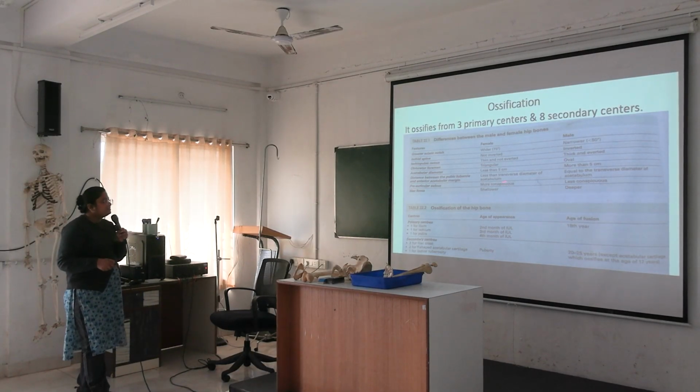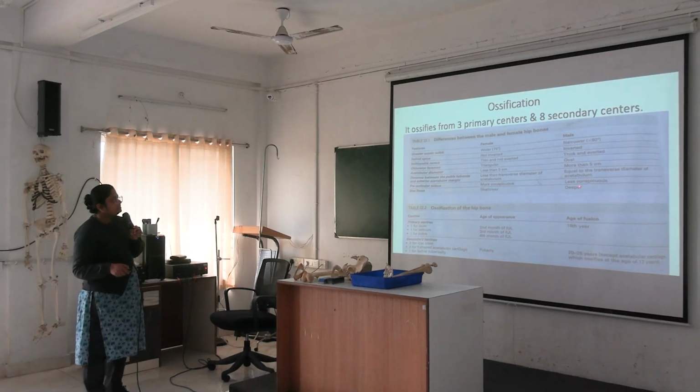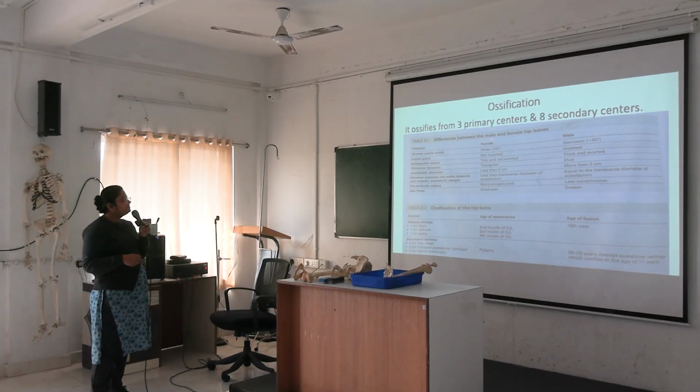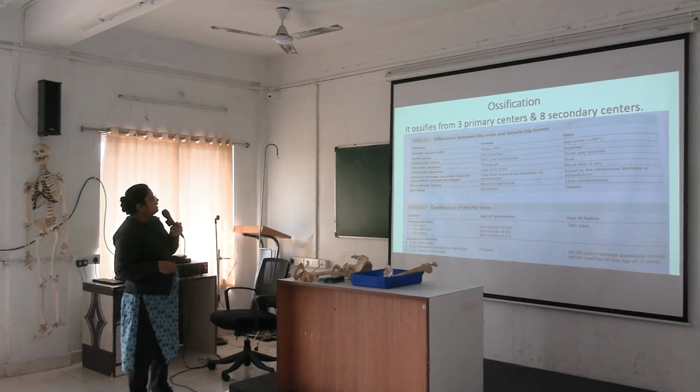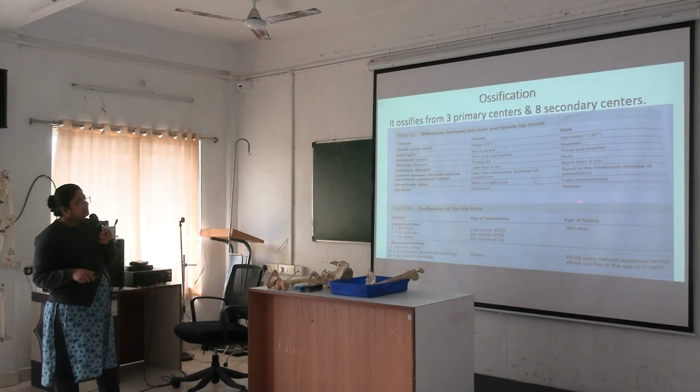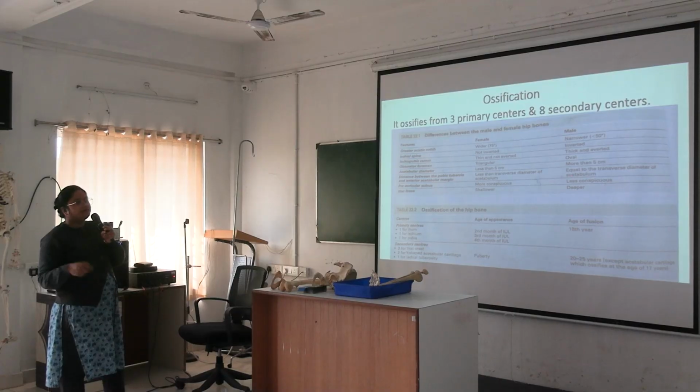So preauricular sulcus is more conspicuous in female and less conspicuous in male. And to facilitate childbirth, these features are present. Obturator foramen is triangular and small. Ischial spine is not inverted. These features help in childbirth. And iliac fossa is shallower in female and deeper in male.